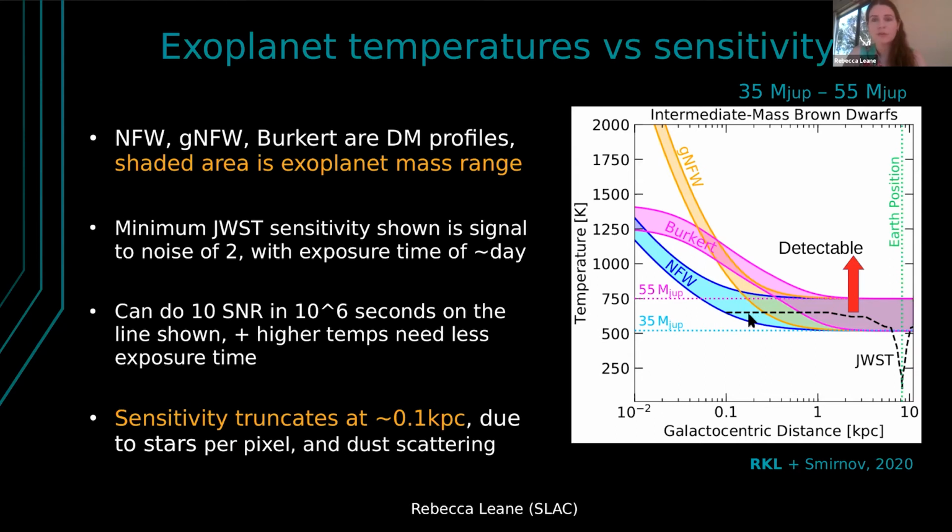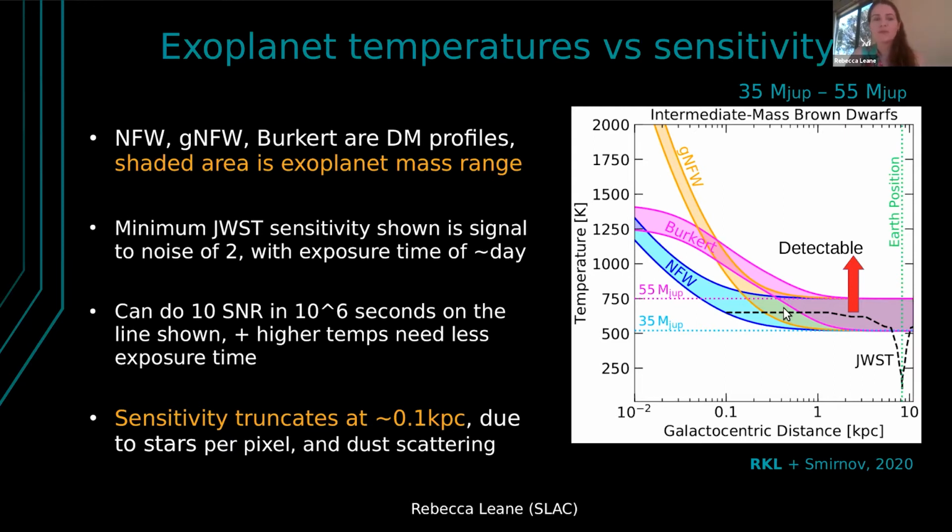Okay, so this dashed line is actually showing you a signal to noise of 2 with an exposure time of about a day. Signal to noise of 2 is not the most ideal for astrophysics. It's probably like the bare minimum where you claim something's happening. Ideally, you want something a bit larger than that.